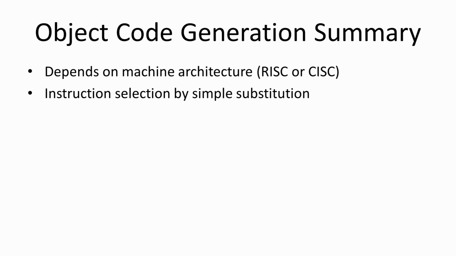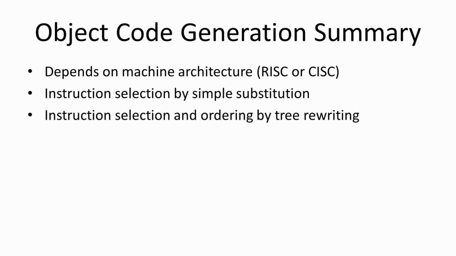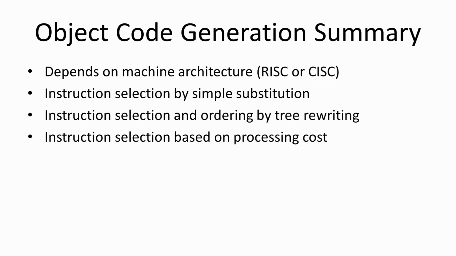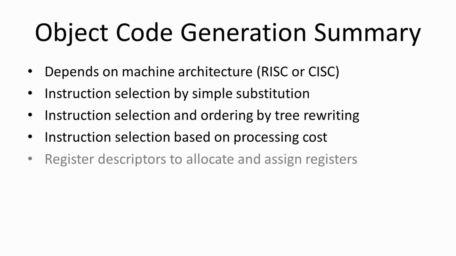One of the main tasks of the back end of the compiler includes machine code instruction selection. This may be done by simply substituting each line of the intermediate code with a corresponding sequence of machine code instructions. Alternatively, more efficient code may come from matching tree rewriting rules to sections of abstract syntax trees. Instruction selection based on the processing cost of machine instructions will often produce efficient code. Register allocation and assignment can be done by means of register descriptors and address descriptors. And finally, optimization techniques such as peephole optimization can be applied to the object code.